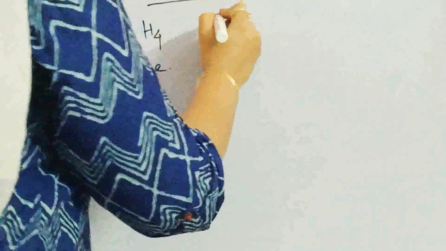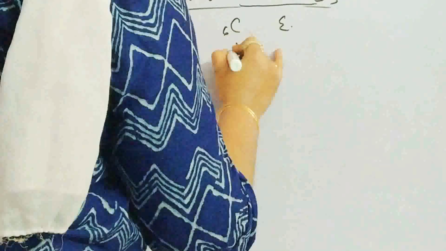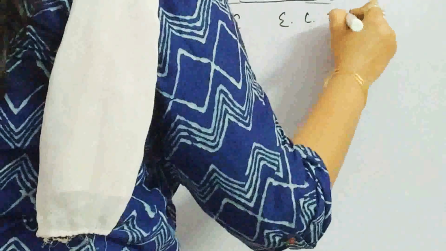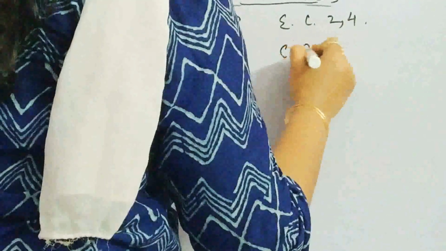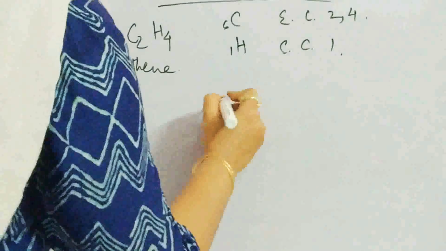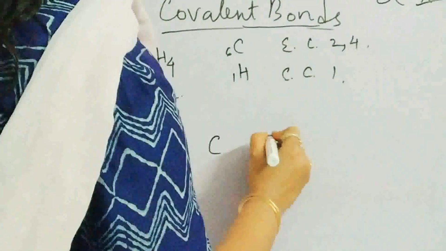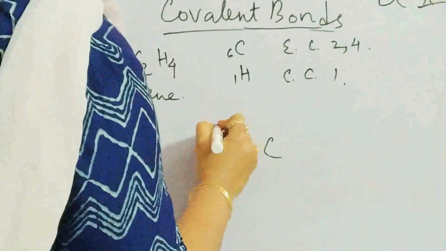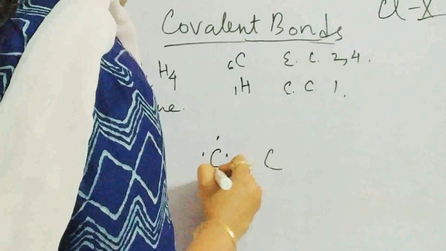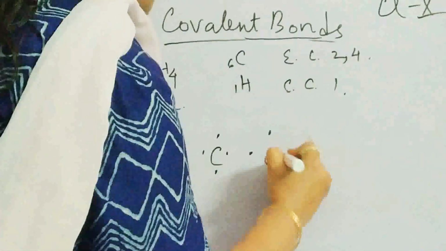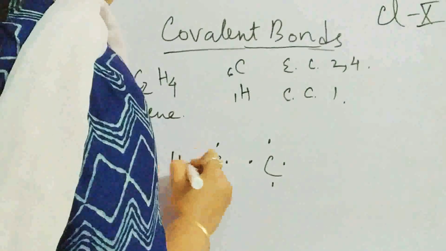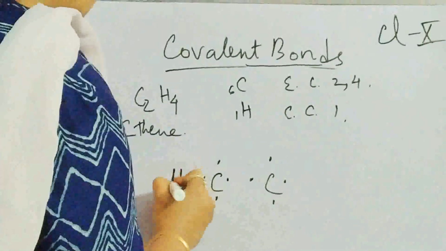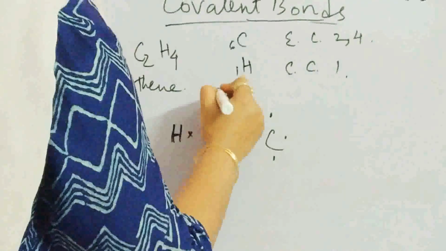Ethene is an organic compound. Combining atoms are carbon and hydrogen. Carbon's atomic number is 6, electronic configuration 2, 4. Hydrogen's is 1. Two carbon atoms are here. I am drawing two carbon atoms first, then putting the electrons here like this, and for each hydrogen atom putting one, giving one cross sign for representing one electron.